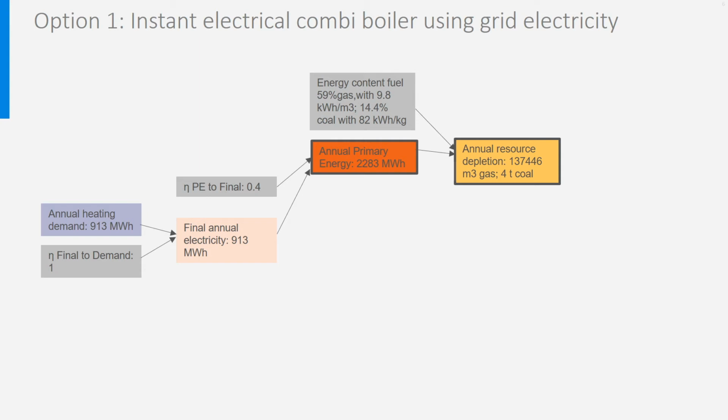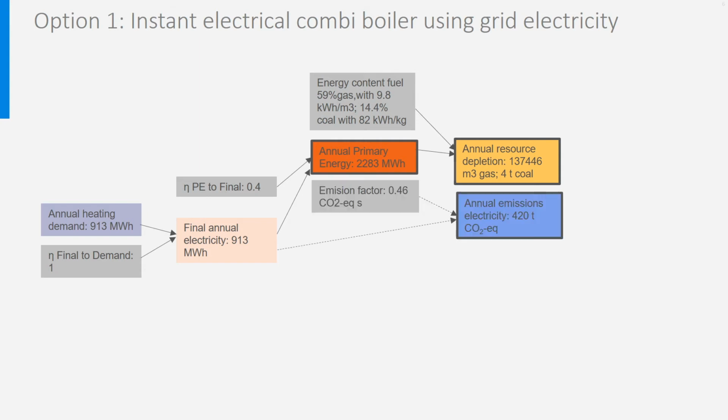Let's now look at the CO2 emissions through the emission factor of electricity, which is 0.46 kg CO2 per kilowatt-hour electricity in the Netherlands. The annual CO2 emissions are therefore 913 ton times 0.46 equals 420 ton CO2 equivalent. What about the annual electricity bill? Well, with a price of 22 cents per kilowatt-hour, we come to an annual bill of 913 times 0.22 equals 201,000 euros.